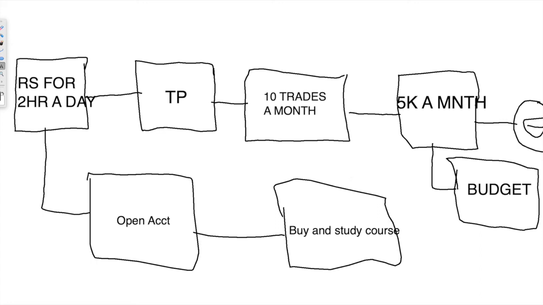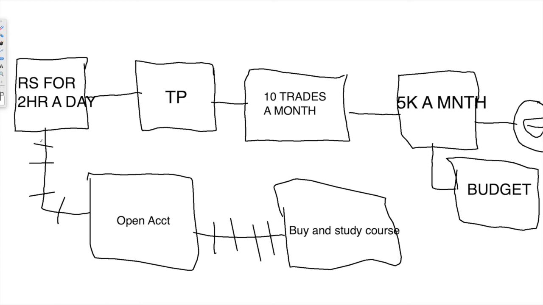What you really want to do to be very effective at this, and this is what I would encourage you to do, is say, okay, we want to buy and study the course. We want to open the account. What are the steps in between? Right? Then same thing, we want to open an account, we want to research for 2 hours a day. What are the steps in between?